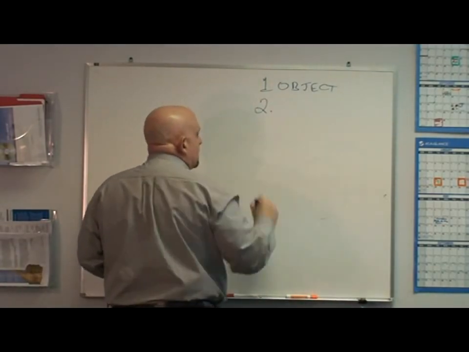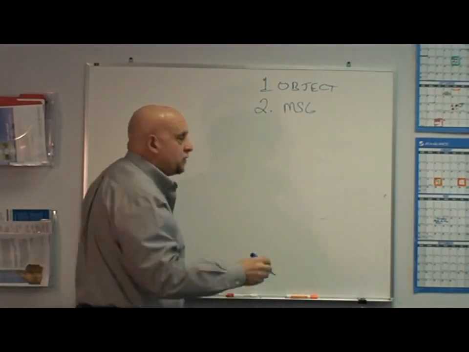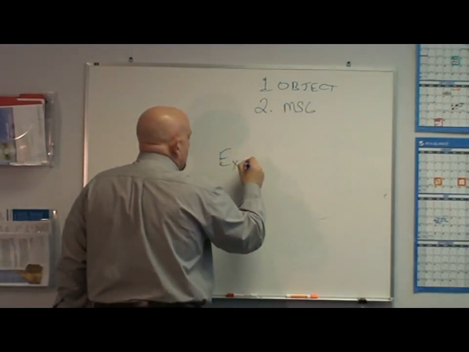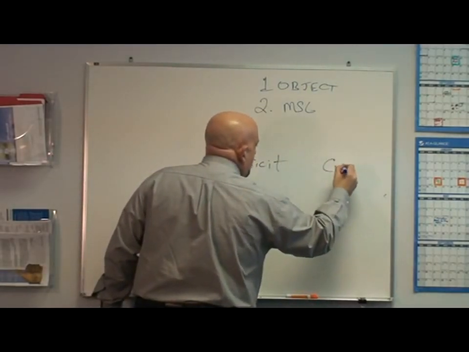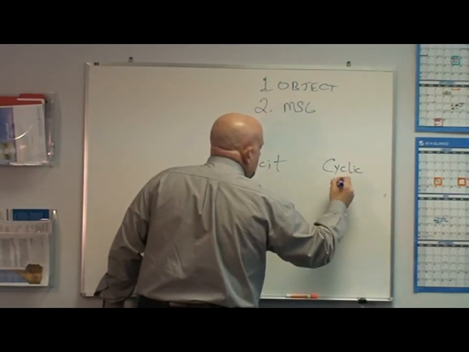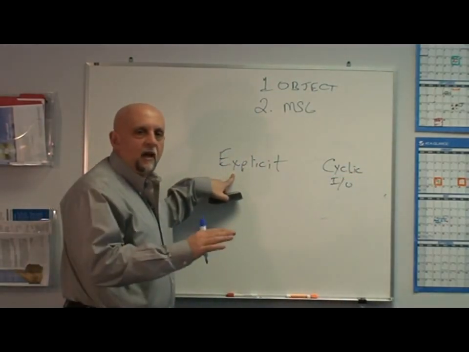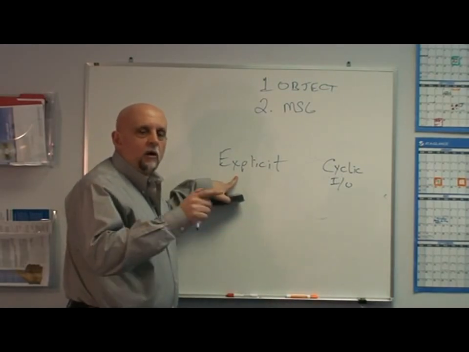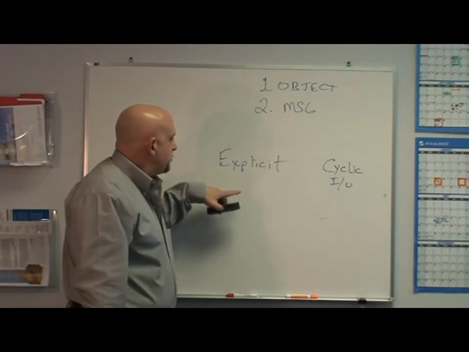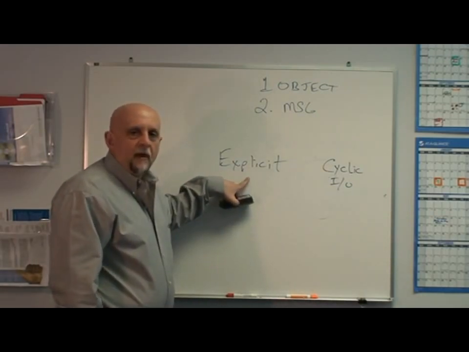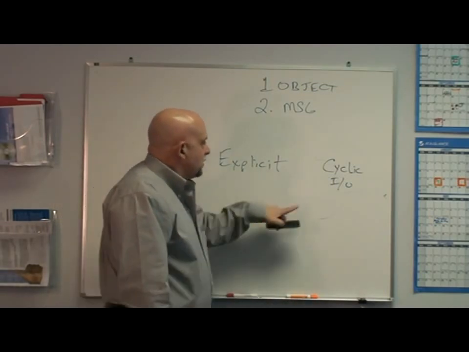Number two, the second item that we have to talk about, is the messaging. There are two types of messaging: explicit messaging, and cyclic or I/O messaging. Explicit messaging is a message that goes right to the object and says, I want to read or write object 64 attribute 2, something like that. You can open up the packet and see what's in the packet, and that's an explicit message.